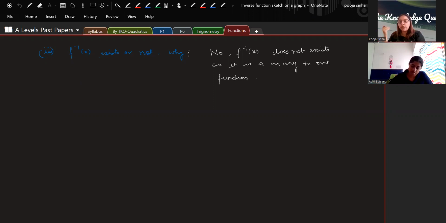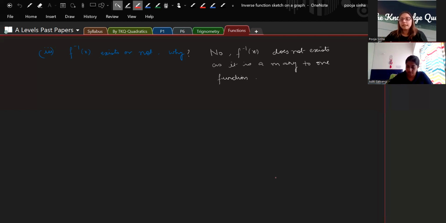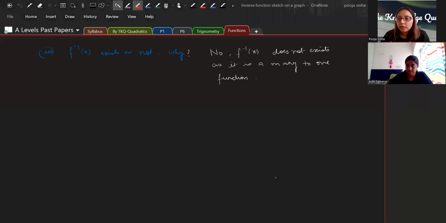But we know in the background that we do a horizontal line test to check, but we will not mention that. The reason would be that it is a many-to-one function, or you can also say it's not a one-to-one function. That's why the inverse doesn't exist. I hope we are clear on whatever we've learned today. Our next class is going to be about domain and range, which is going to be a very, very important topic. You know that most children get confused in domain and range, right? Okay, so we'll start domain and range next class.